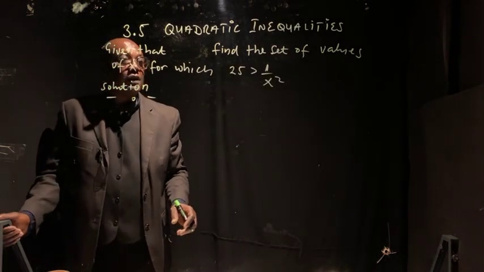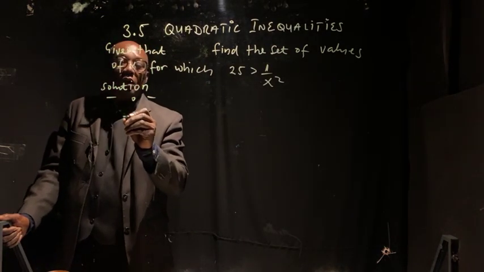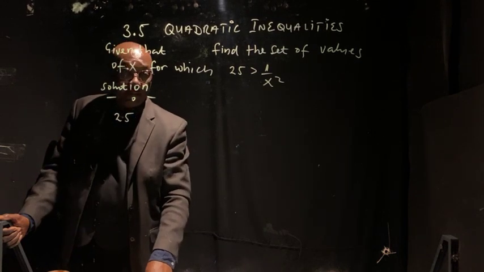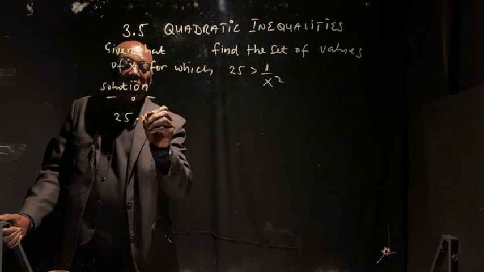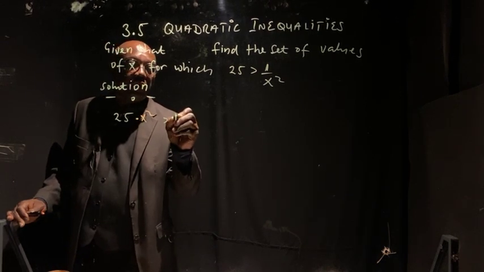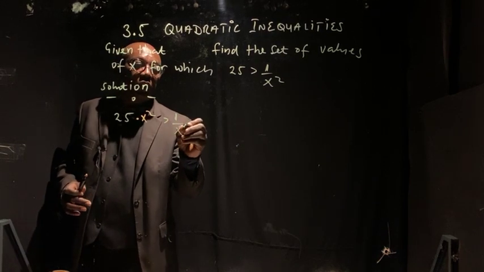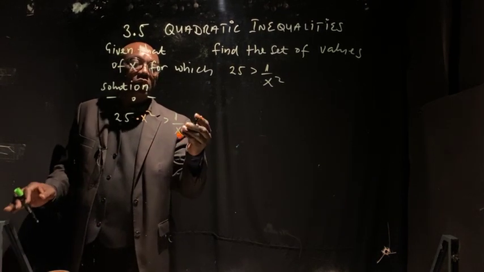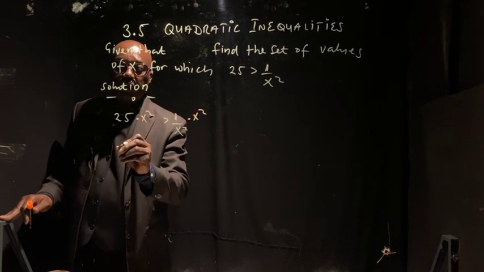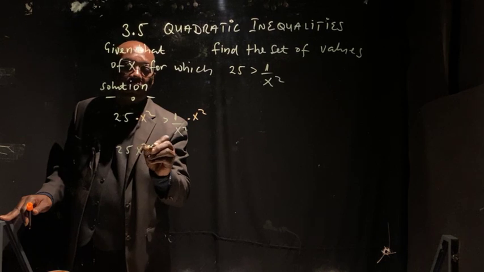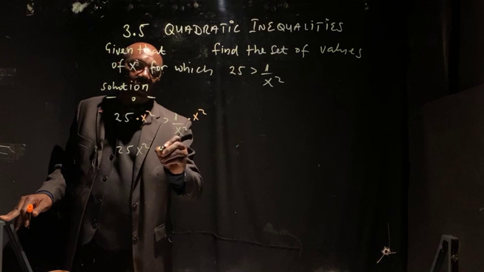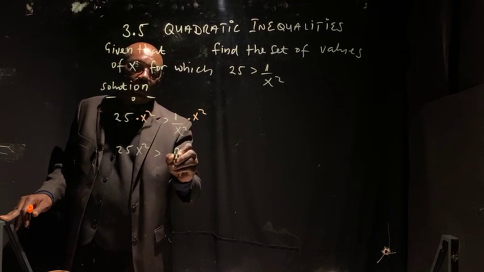Yeah, let's consider this question as well. This one becomes 25. We multiply both sides by x squared, then greater than 1 over x squared, and then multiply by x squared. We'll be left with 25x squared. 1 over x squared multiplied by x squared, they cancel out, so it becomes 1.